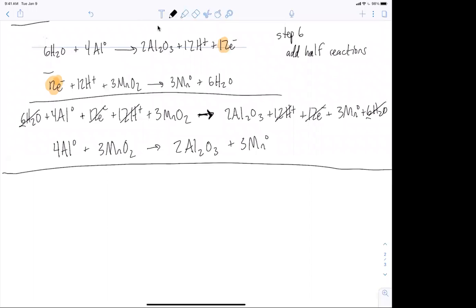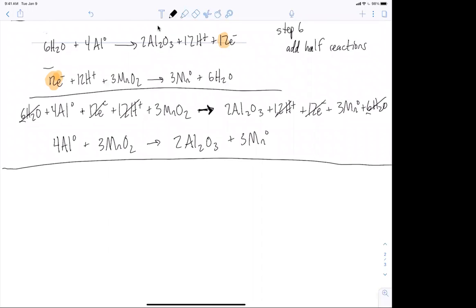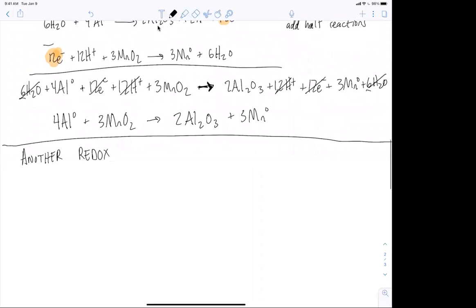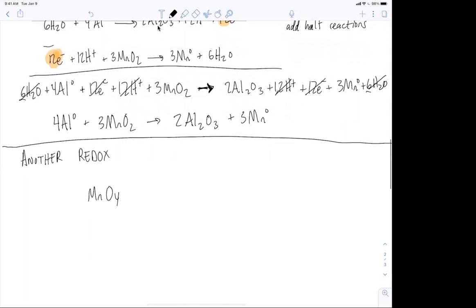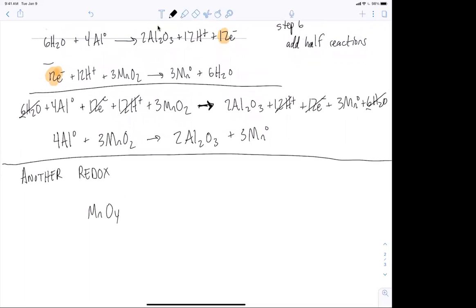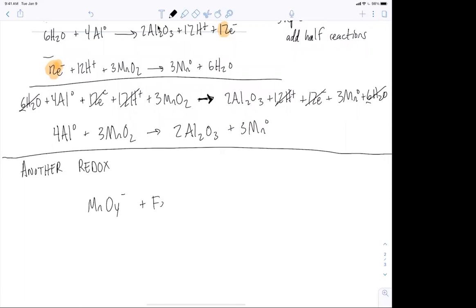Let's look at a riff on, let's look at this slight change on that. If we look at manganese, we're going to use manganese again, but instead of using MnO2, we'll use permanganate, or manganate, I guess, ion. We'll add that to iron 2. We'll see that the iron gets oxidized to iron 3, and the manganese gets reduced to +2.